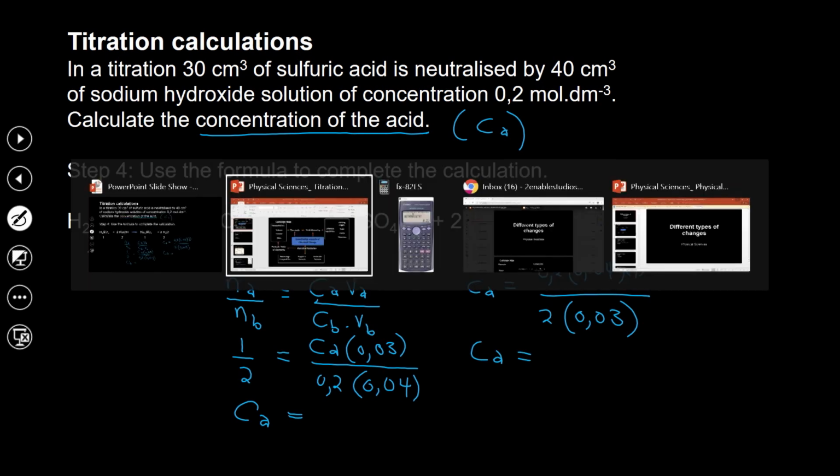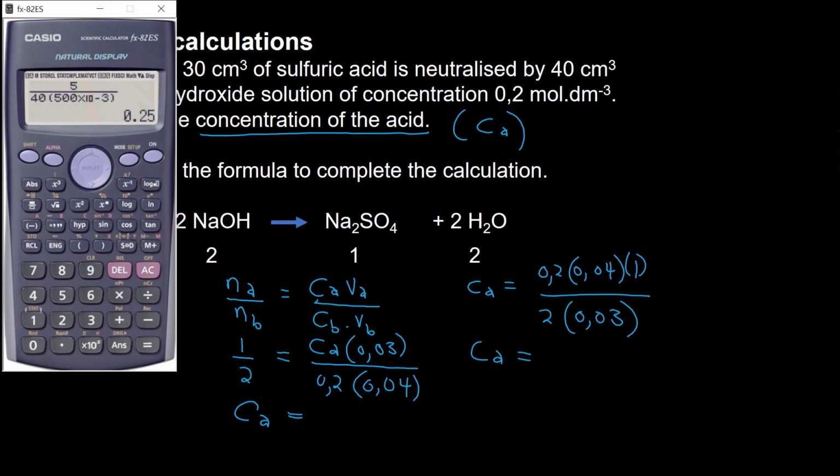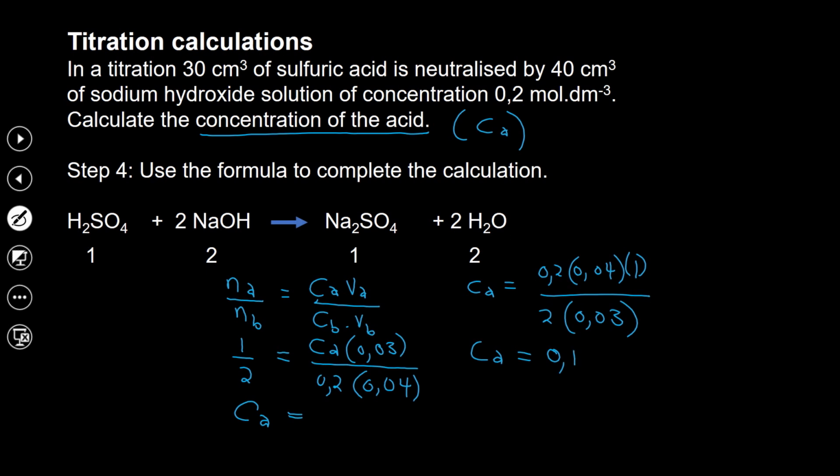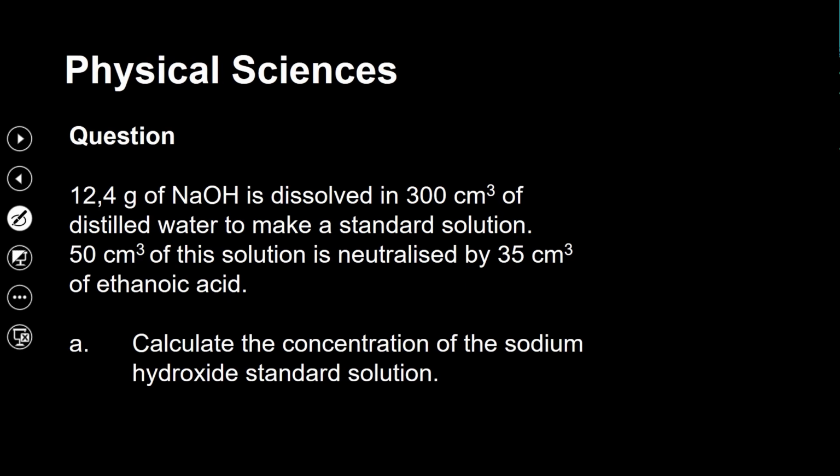So to determine that, from the calculator, what do we have? We have 0.2 multiplied by 0.04, multiplied by 1. We can put it because the marks are given for substitution. Then at the denominator, we've got 2 multiplied by 0.03. What does that give us? It gives us the unknown concentration of the acid, which is 0.13 moles per cubic decimeter. So that's exactly how we determine the unknown concentration, right?